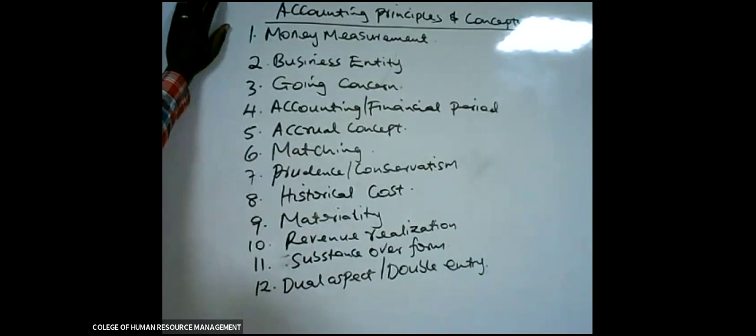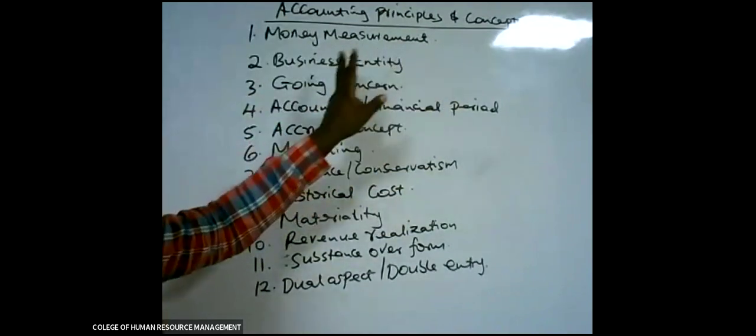If a transaction cannot be expressed in monetary terms, you cannot record it in the books of accounts. You will never find it in the books of accounts. Those that cannot be expressed in monetary terms include things like product quality and employee motivation. You will not find them.